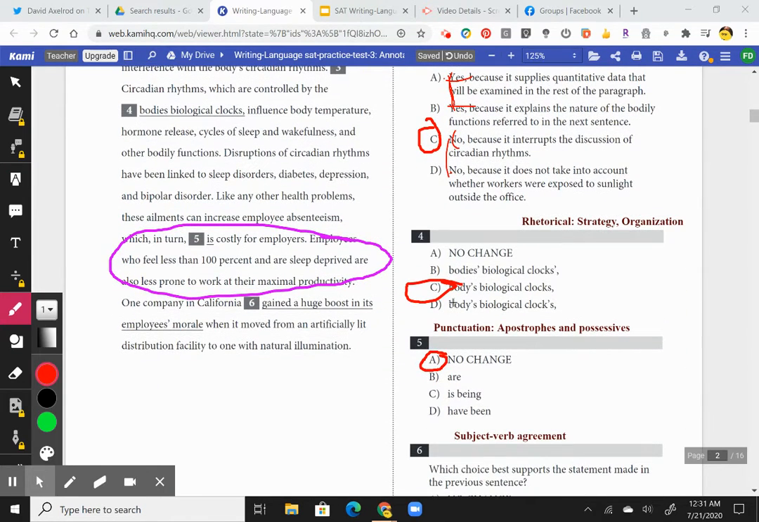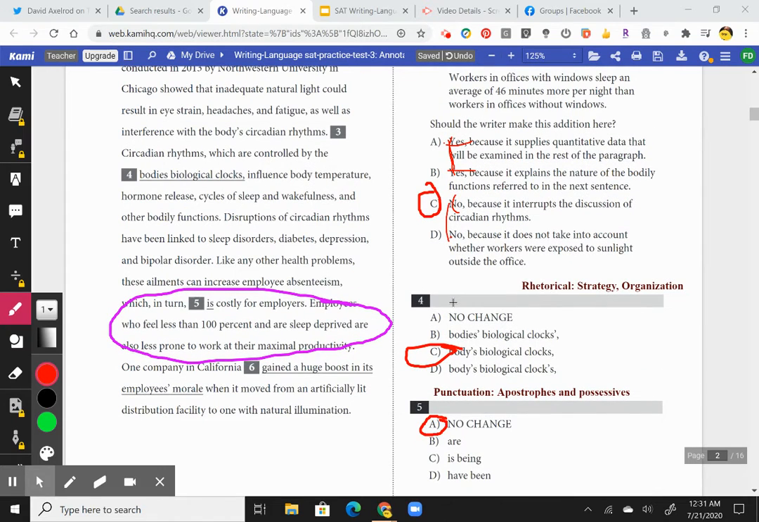So let's move on to number 4: circadian rhythms, which are controlled by the body's biological clock. Okay, immediately we can see there is a lot of punctuation in our answer choices here. So we know that this is a... I need to get to my eraser.